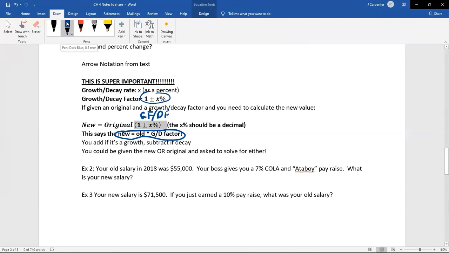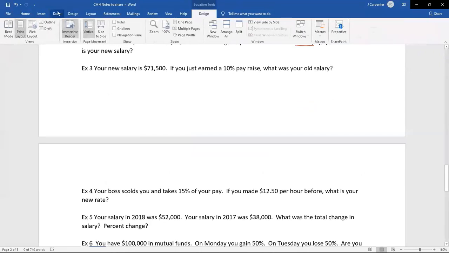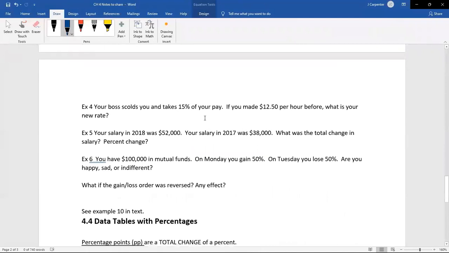And then I also pointed out that you don't have to be given the old and the growth rate to find the growth factor and then multiply them to get the new. I could give you the new and the growth rate or factor, and you could find the old by just doing some algebra, and we saw that in our examples. So again, I don't want to completely go over all those again. If I've lost you, go watch the class from a week ago.